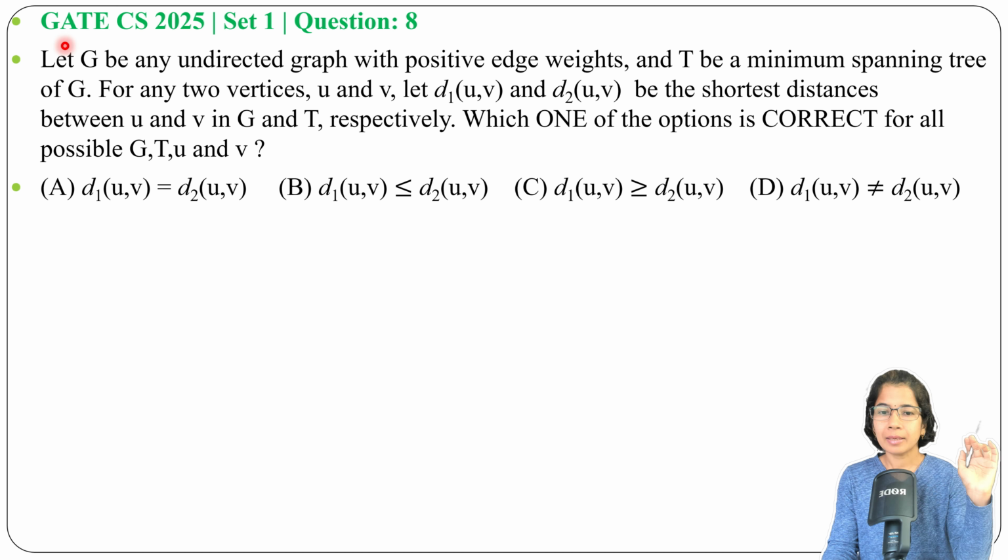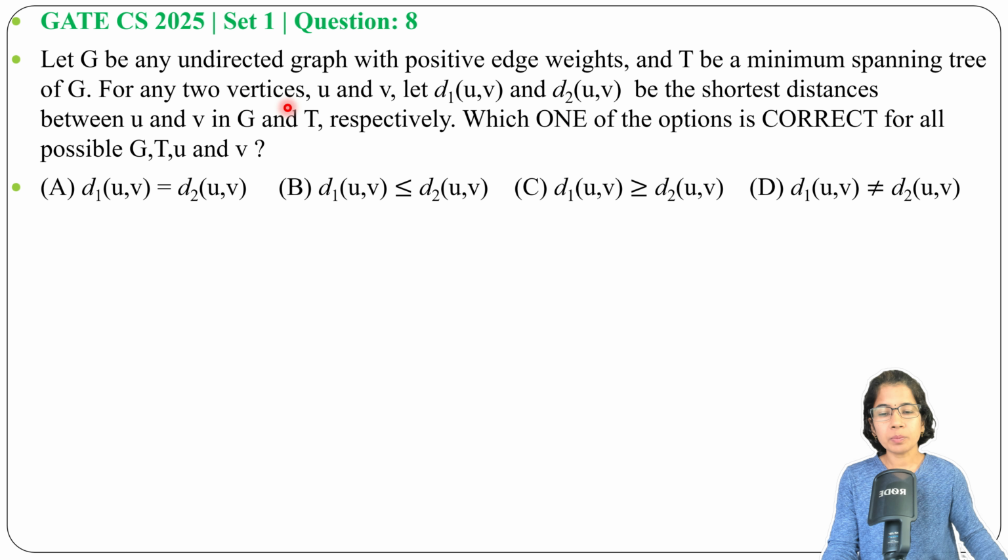Hey students, let's solve one previous question of algorithm. This question was asked in GATE CS 2025 set 1 question number 8. Let G be any undirected graph with positive edge weight and T be minimum spanning tree of G.